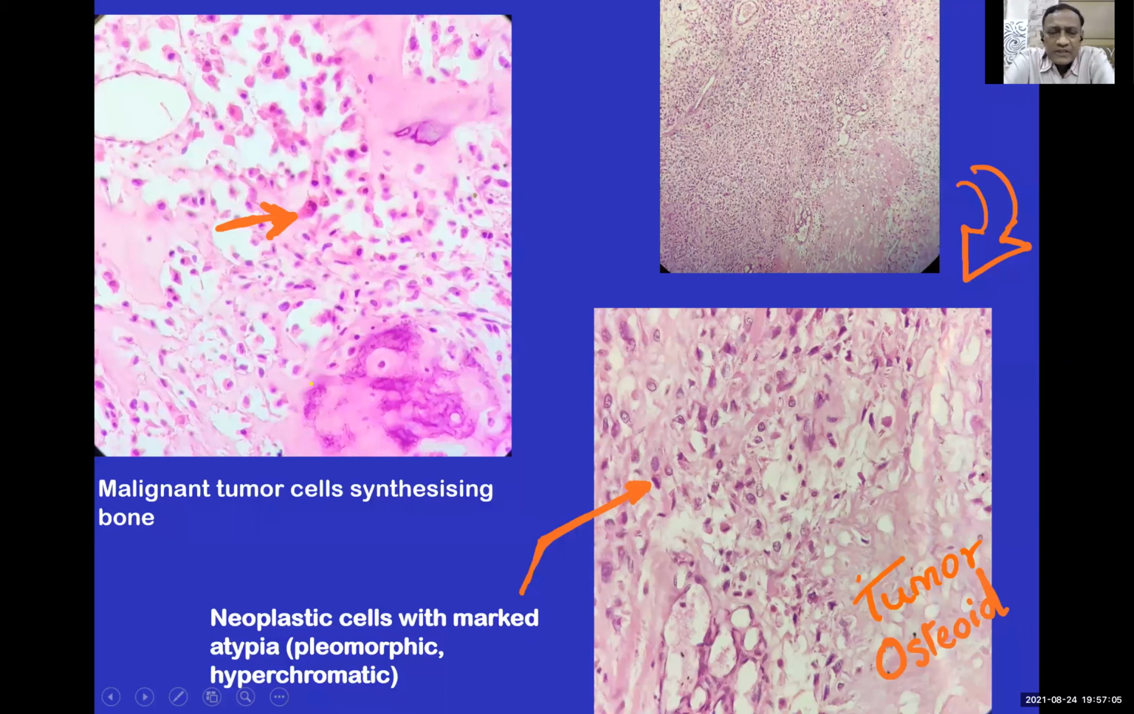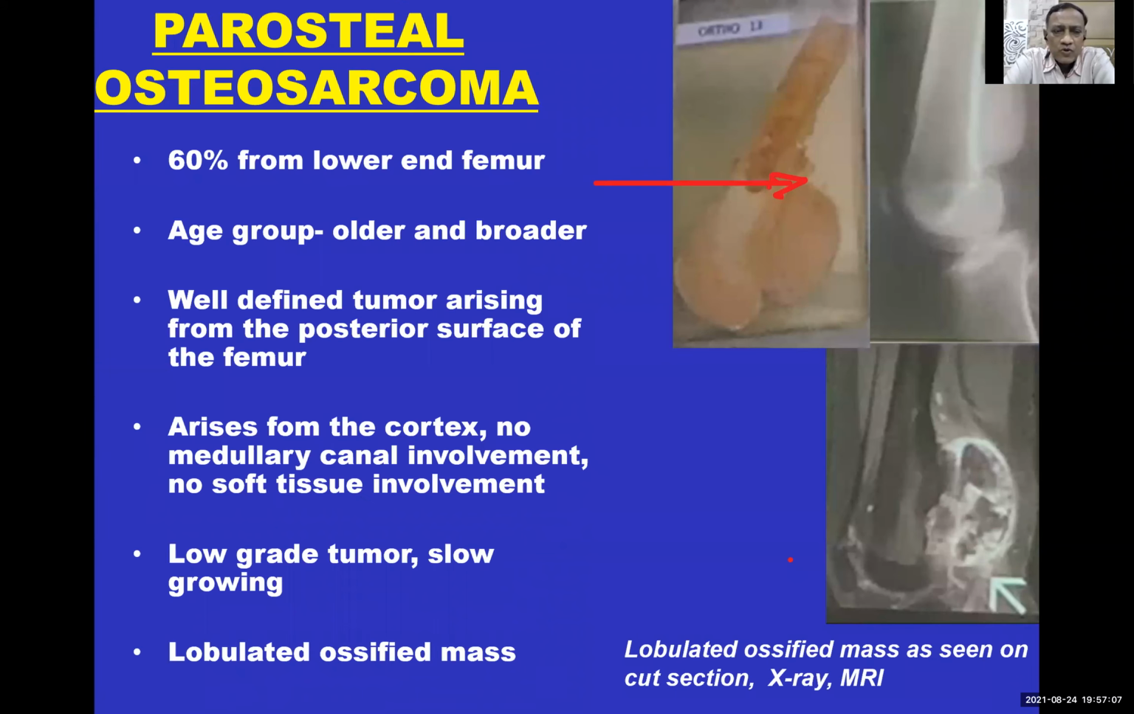The next specimen of tumor is a parosteal osteosarcoma. About 60% of the tumors arise from the lower end of the femur. The age group is not the younger age group as you see in conventional osteosarcoma; it is an older age group. It's a well-defined tumor arising usually from the posterior surface of the distal femur. It arises from the cortex. The medullary canal is not usually involved, and soft tissue involvement is also not there. It's a low-grade, slowly growing tumor.